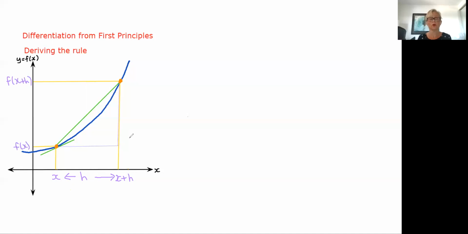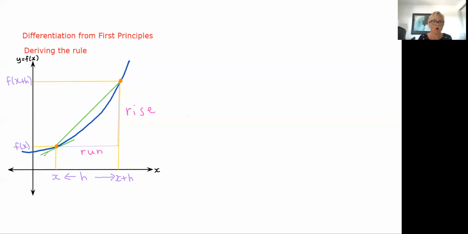Now we know that the gradient of a straight line is rise over run. Let's just write in our rise over our run. So here's our rise and here is our run. All right. Why have I picked this point here? And what's this h business all about?